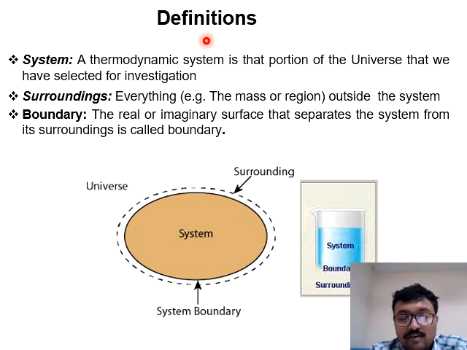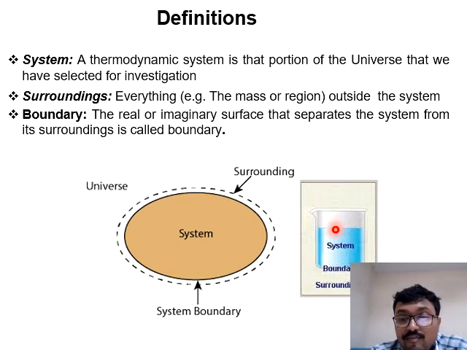In thermodynamics, first we have to define a system, surroundings and the boundary wall. So what is a system? System is the portion of the universe that we have selected for investigation. If we select some portion of our universe, that is called the system. The portion outside of the system is called the surroundings. Between system and surroundings there is a boundary wall. The boundary wall is the real or imaginary surface that separates the system from its surroundings.